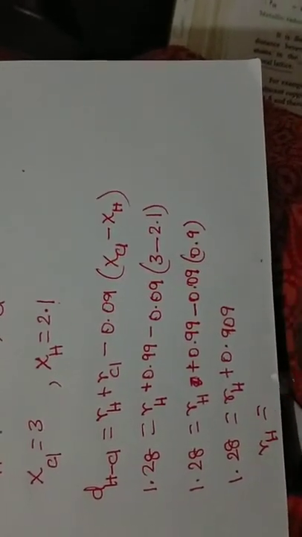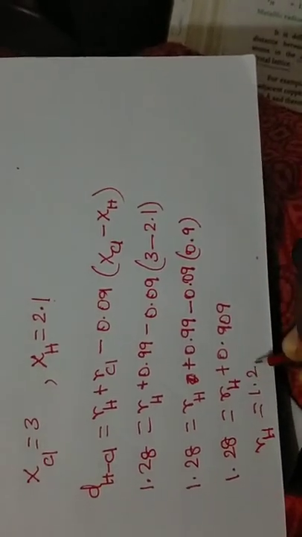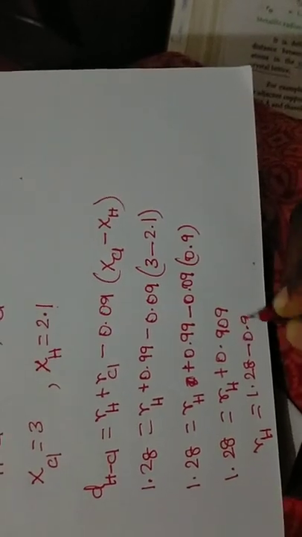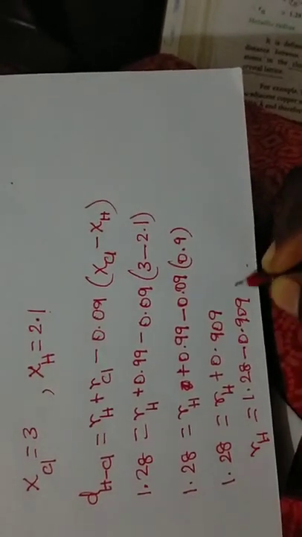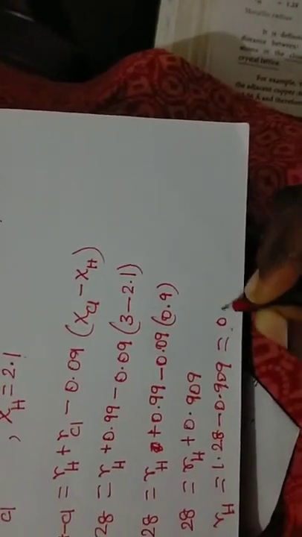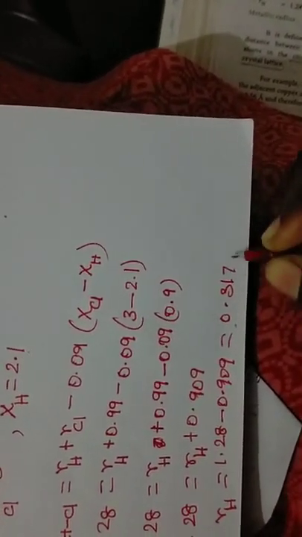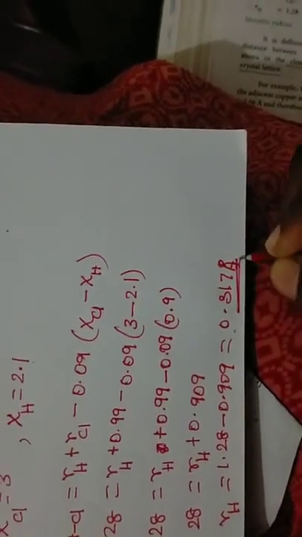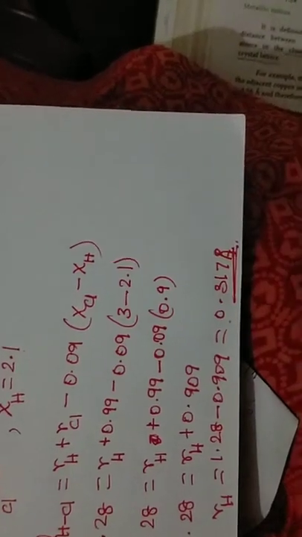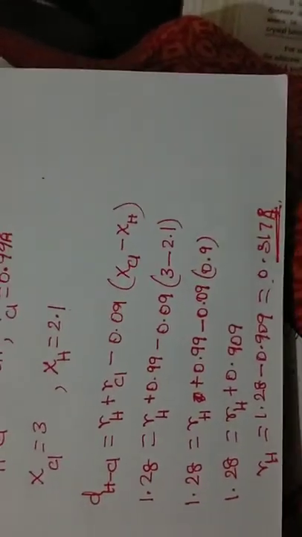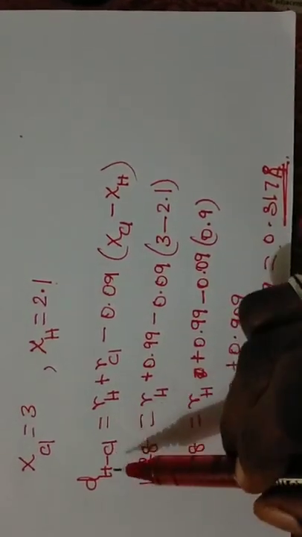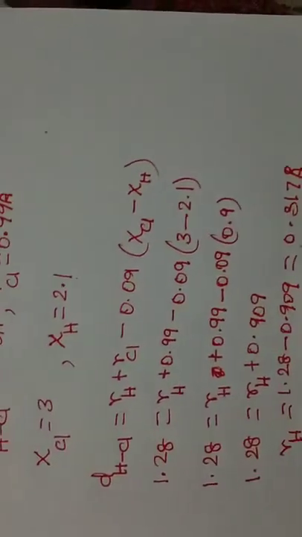Then you can easily find the RH value. RH is equal to 1.28 minus 0.909. Subtract this and you will get the value 0.317 angstrom. The unit should be angstrom, so we put angstrom here. So we calculated the radius of hydrogen which is connected with the chlorine. This is the calculation.